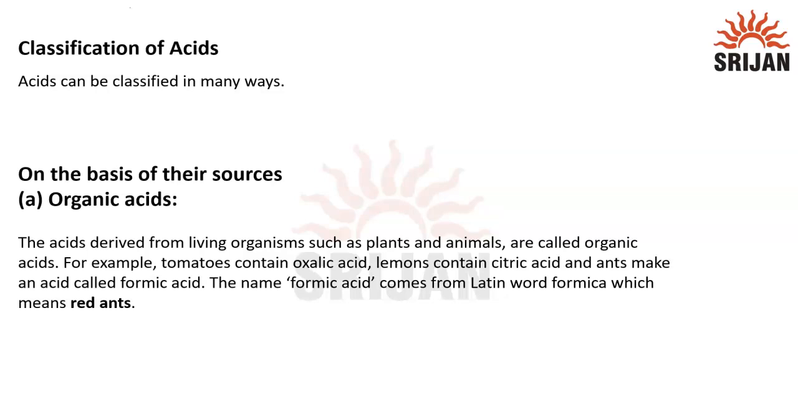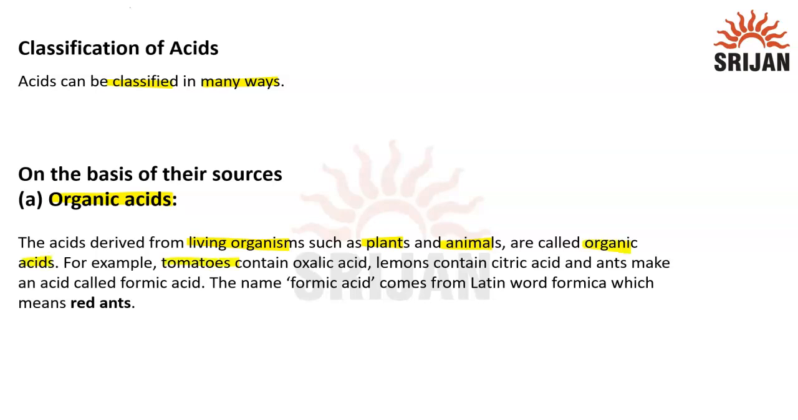In this video, we will learn about classification of acids. Acids can be classified in many ways. The first one is on the basis of their sources. So we have organic acids. The acids derived from living organisms such as plants and animals are called organic acids.